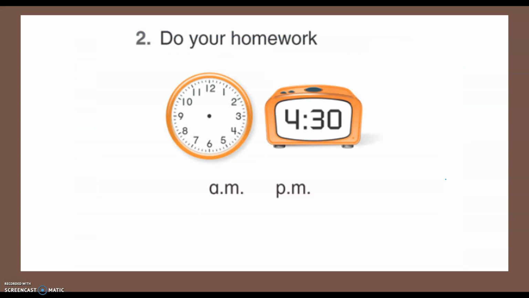Let's try number 2 together. Would you do your homework in the AM or the PM? You do your homework after school in the afternoon, so it would be PM.